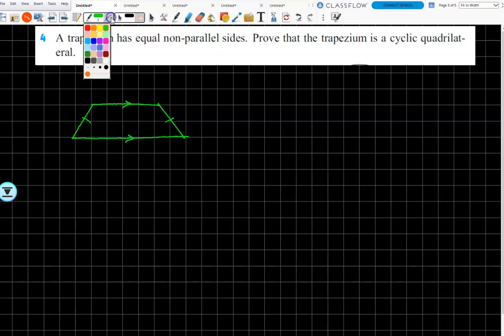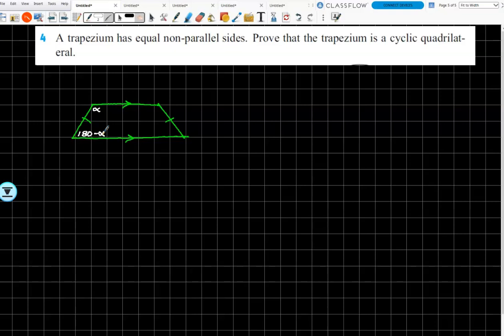Yep, so people are going, isn't this co-interior? It's like, okay, if that's alpha, this is 180 take alpha. Agreed. But then what happens? What has to be equal? We're a bit stuck now because we can't go anywhere else. And so the example for this one is that sometimes when you are stuck, and it's only if you're stuck, you are allowed to draw stuff. So you're allowed to add a line.